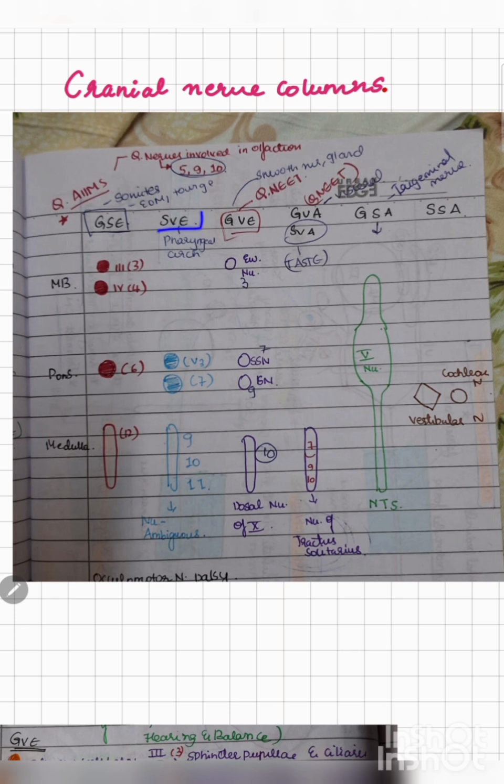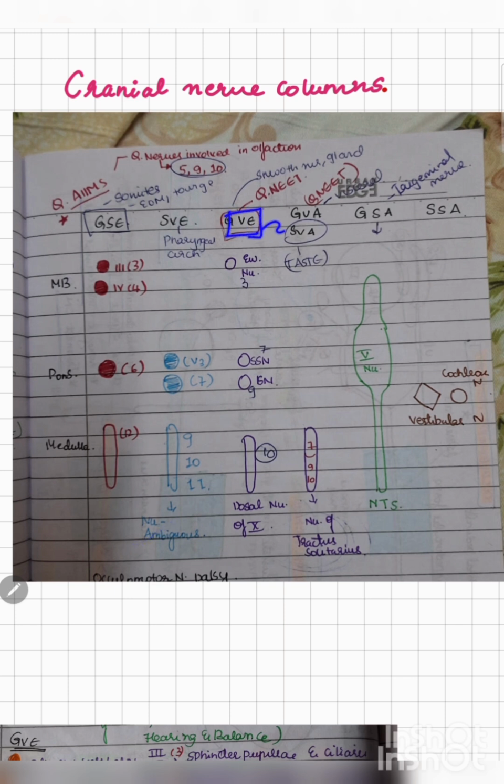The next one is SVE, that is special visceral efferent. It is called special because it is innervating the muscles of the pharyngeal arches, right? These include cranial nerves 5, 7, 9, 10, and 11. And cranial nerves 9, 10, and 11 are together known as the nucleus ambiguus, right? Basically they will innervate the muscles of the pharynx and larynx. So this is about the nucleus ambiguus.